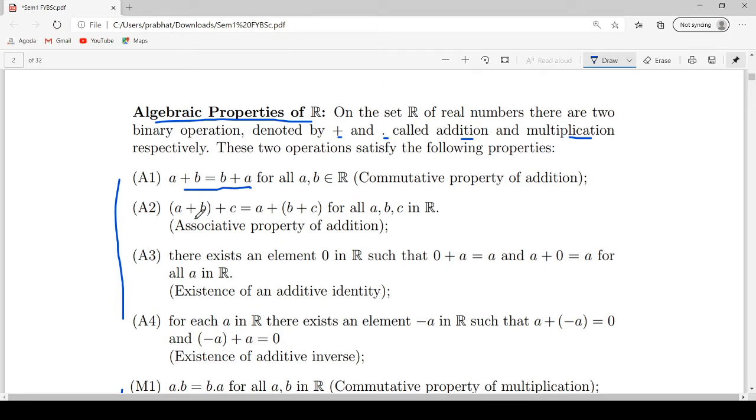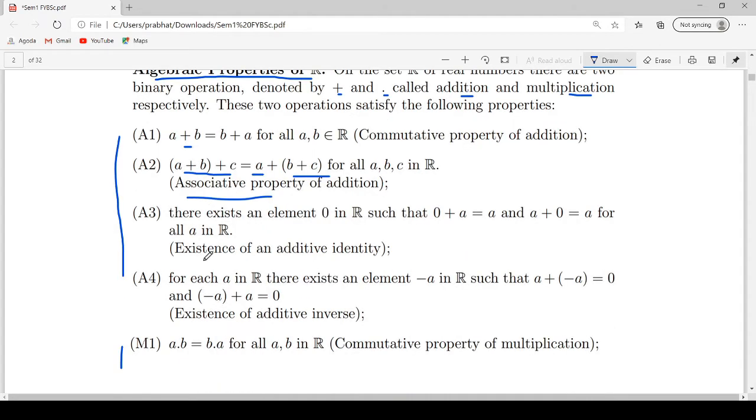Second property is the associative property. That means if you are adding three real numbers, then if you add a and b first and add c to it, it is the same as if you add b and c first and then add a to it. That means (a plus b) plus c is the same as a plus (b plus c).